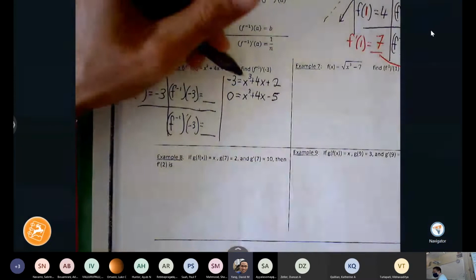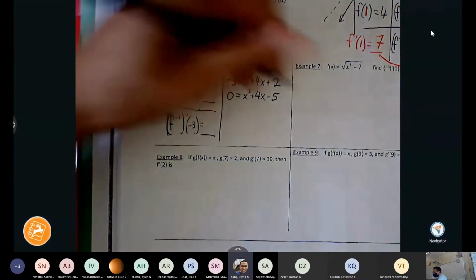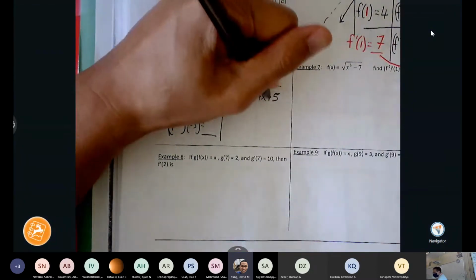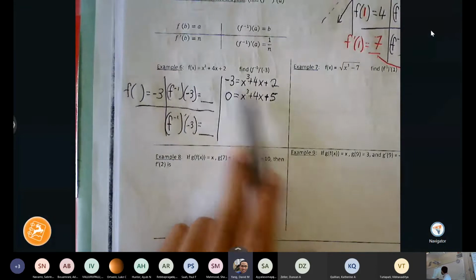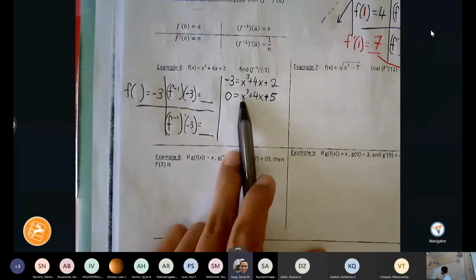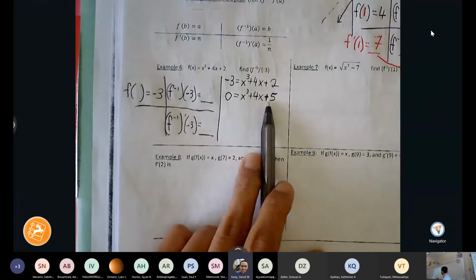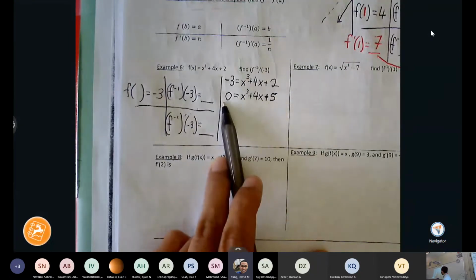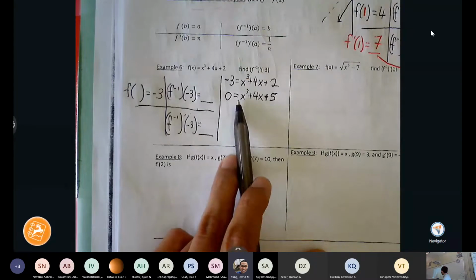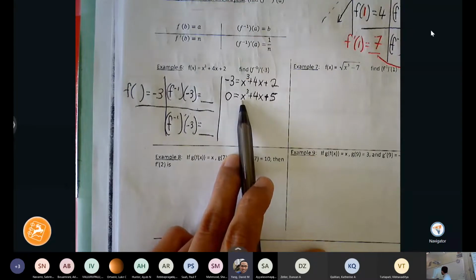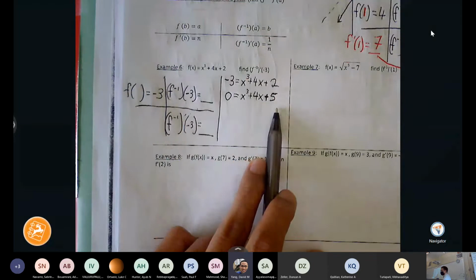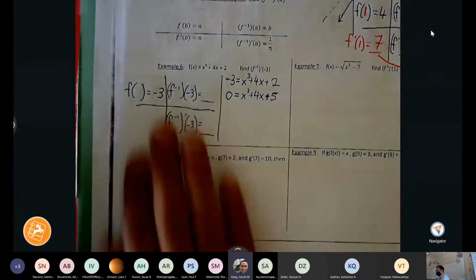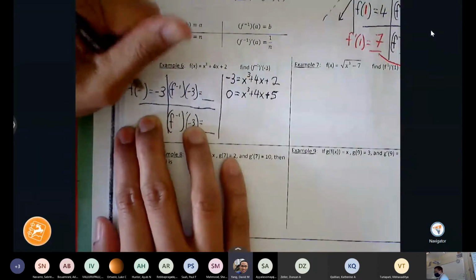Oh, I'm sorry. Plus 5. Sorry. I should have added 5 to both sides here. So I added 3 to both sides, which makes it 5. Okay, so does 1 work? 1 plus 4 plus 5 doesn't equal 0, right? Okay, so we know that's out. How about -1? -1 minus 4 is -5. -5 plus 5 is 0. Okay, so we know -1 works. So we have our x value, which is what we need.